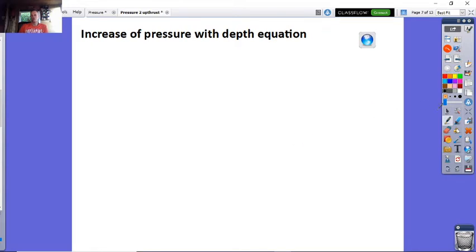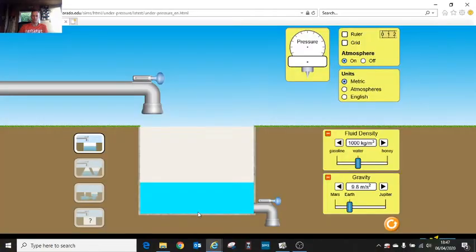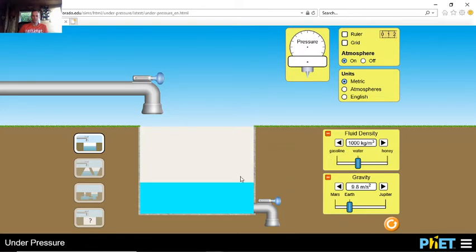Now, there is an equation to work this out. This simulation is really cool to show it to you. I've got a super duper pressure sensor, which records the pressure in the liquid. It's in kilopascals, and 1 kilopascal is 1,000 pascals, or newtons per meter squared. So basically all these numbers here are multiplied by 1,000.